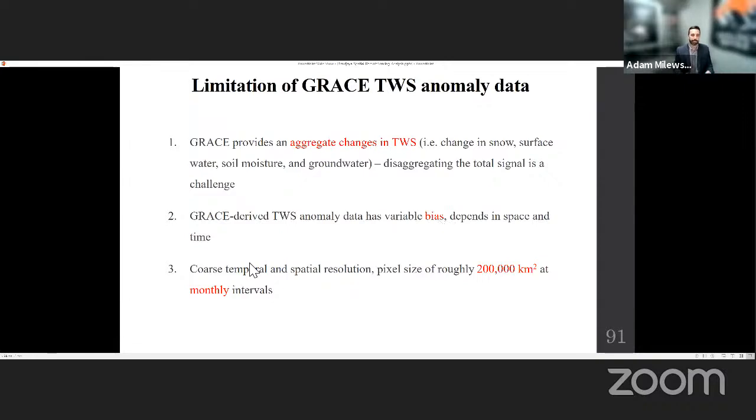And then the last thing, as I mentioned, we have coarse temporal and spatial resolution. It's once a month, and the pixel size is roughly 200,000 square kilometers at a monthly interval, right? So we're looking at something like 20,000 by 100, or you can think of it as 10,000 by 10,000 roughly square kilometers, or 1,000 by 1,000 or something.